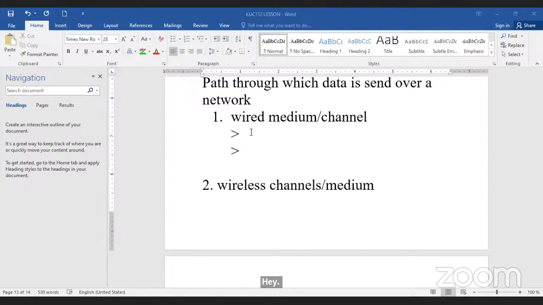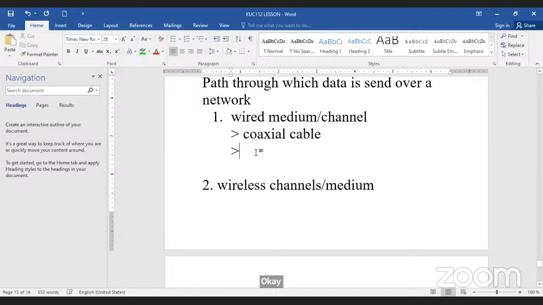So we can have wireless, wired medium, coaxial cable. Do you know what a coaxial cable is? The cable that you use to connect your antenna to the TV.